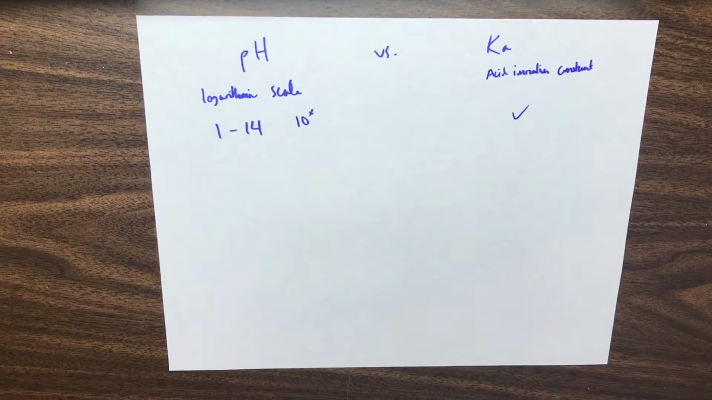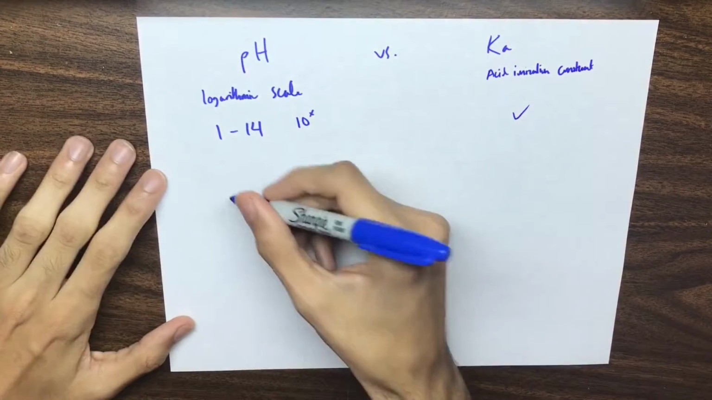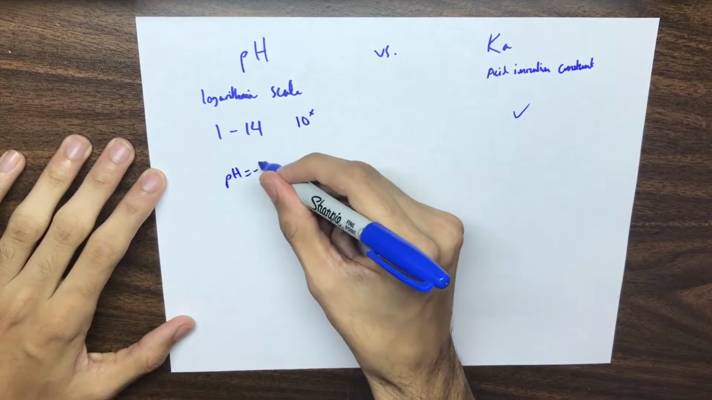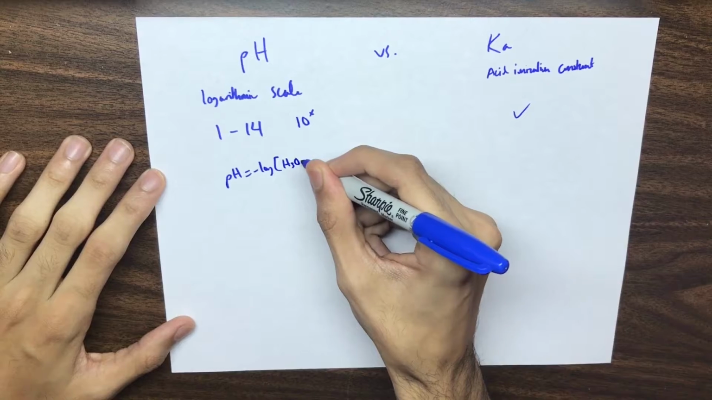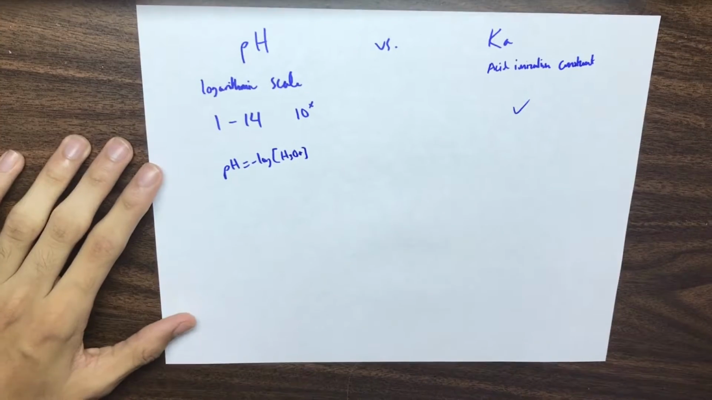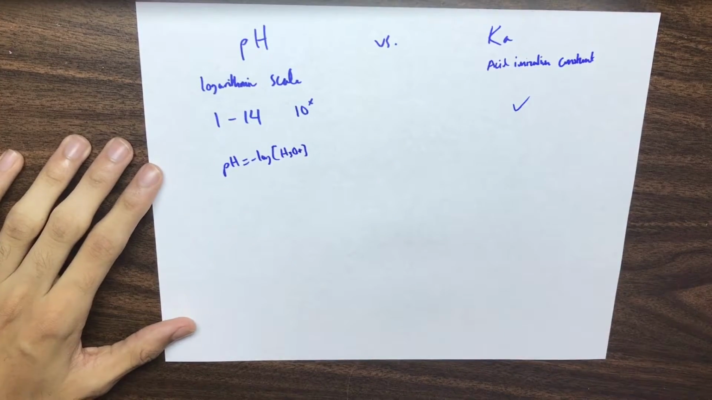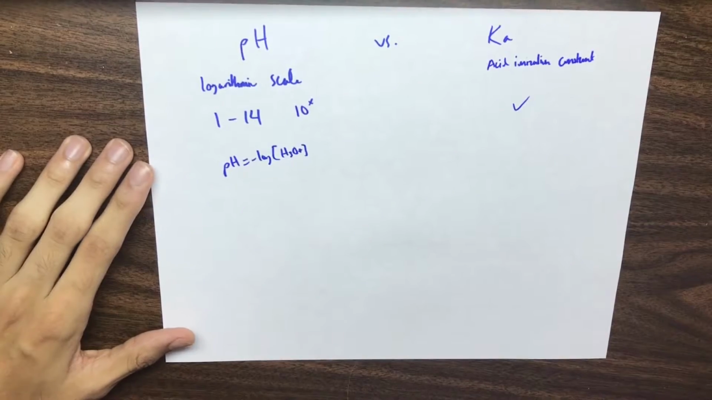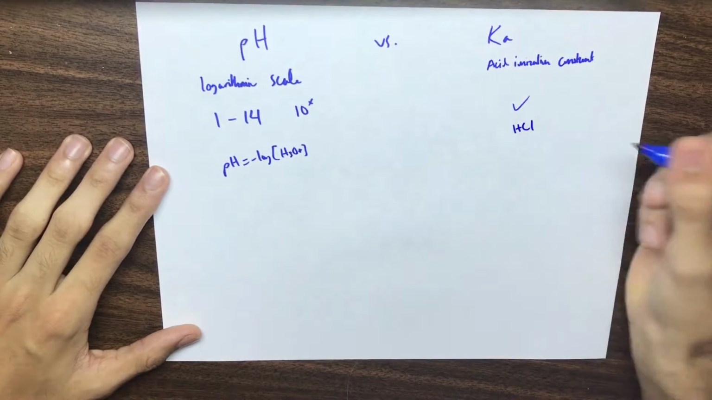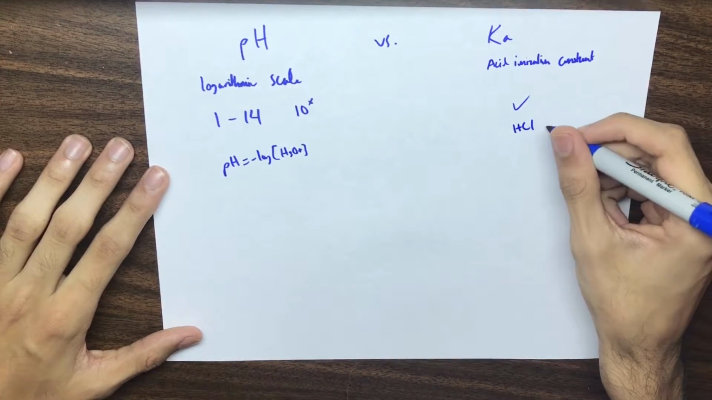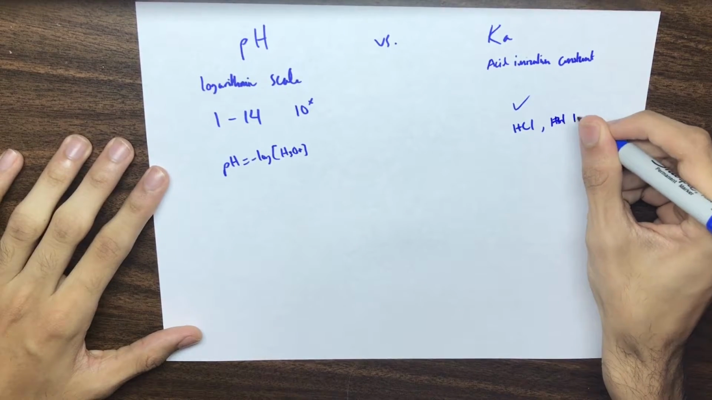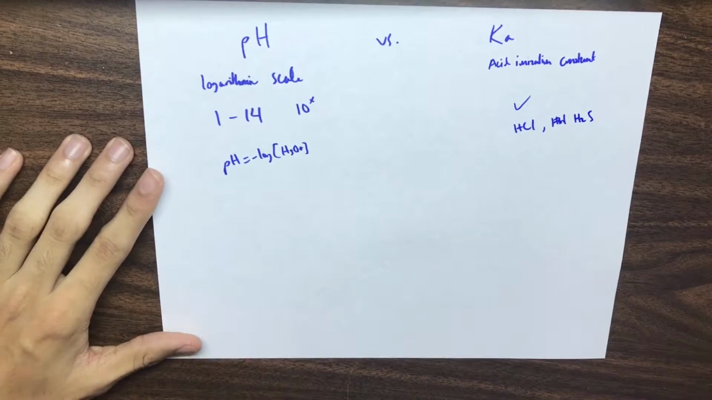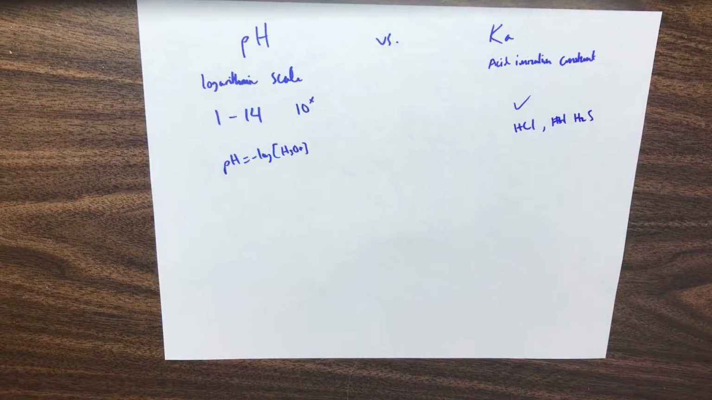And here's why. pH is concentration based and is defined as pH equals negative log the concentration of hydronium ions. And Ka is a constant for every substance. So HCl would have its own Ka, and sulfuric acid, H2S, would have its own Ka value.